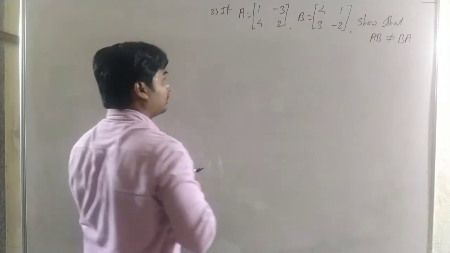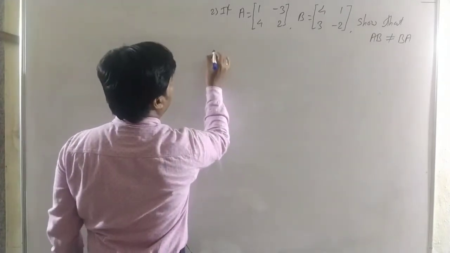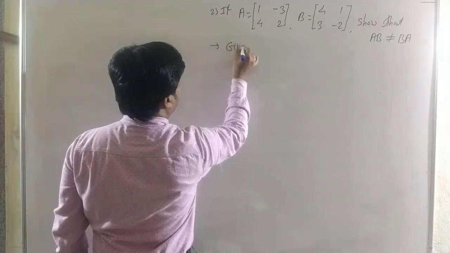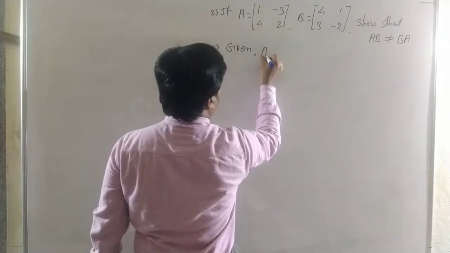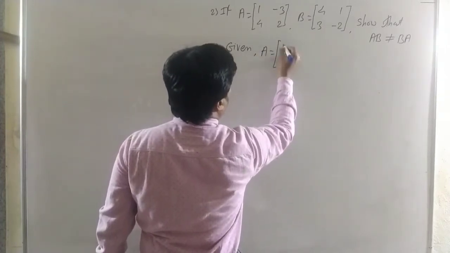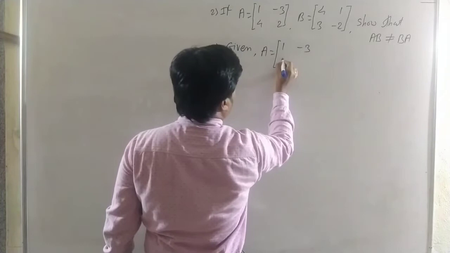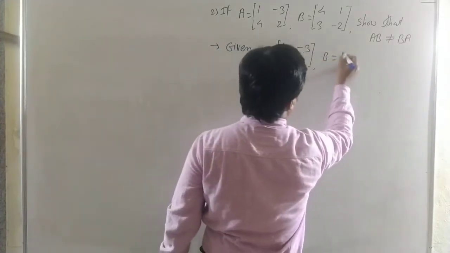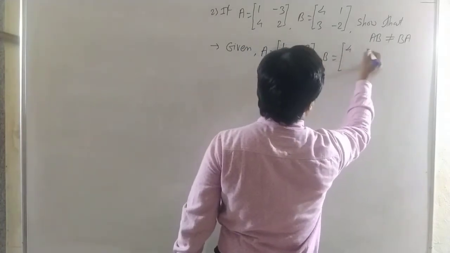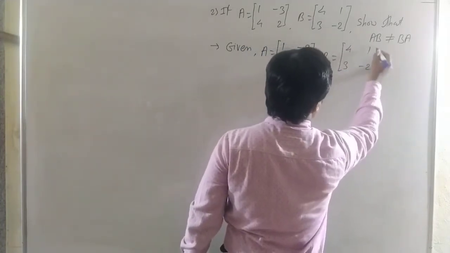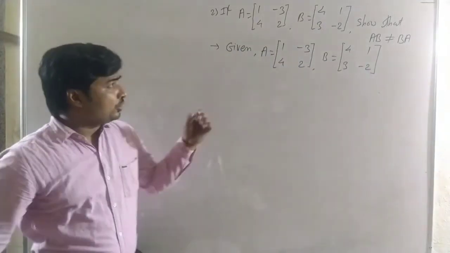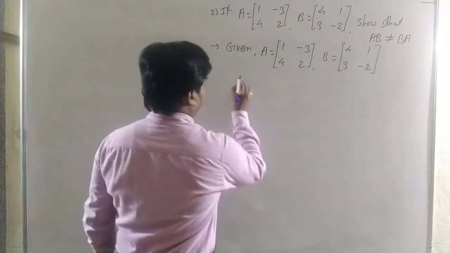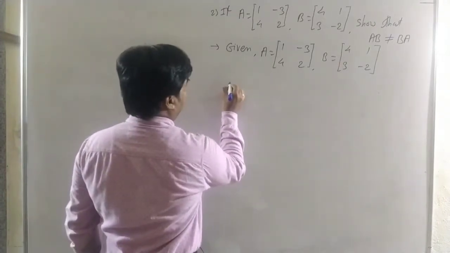Now here the given matrices are A, [1, -3; 4, 2], and then B, [4, 1; 3, -2]. We want to show that A into B is not equal to B into A. Okay, first we find A into B.